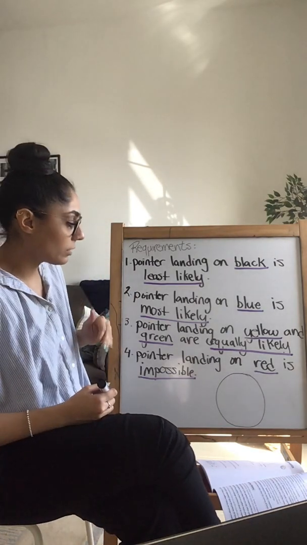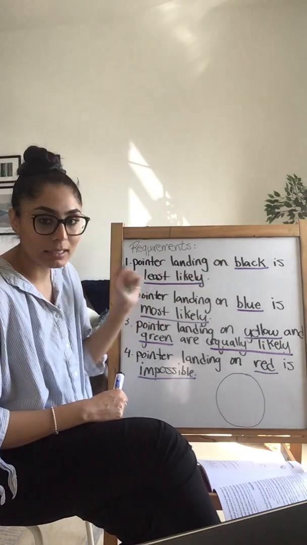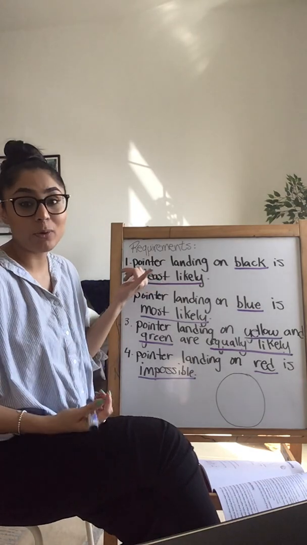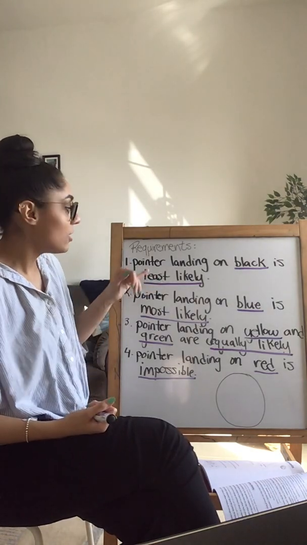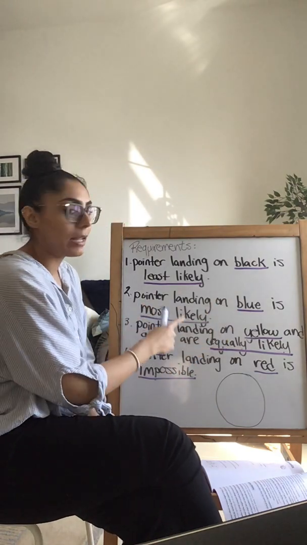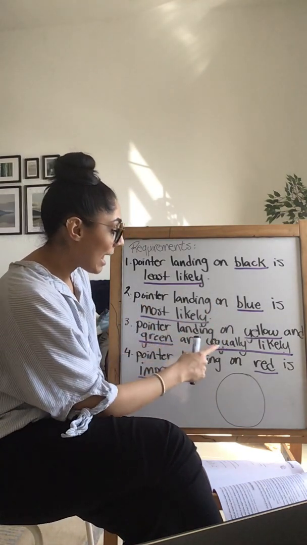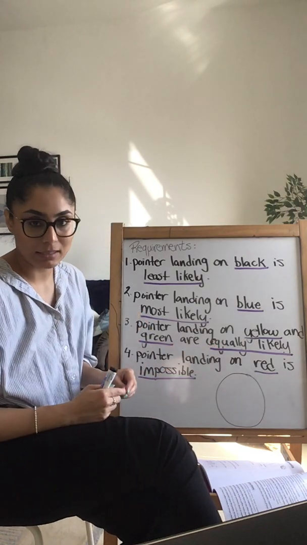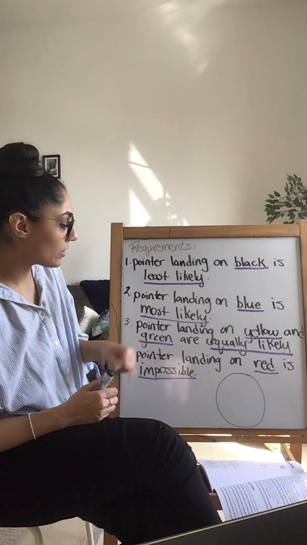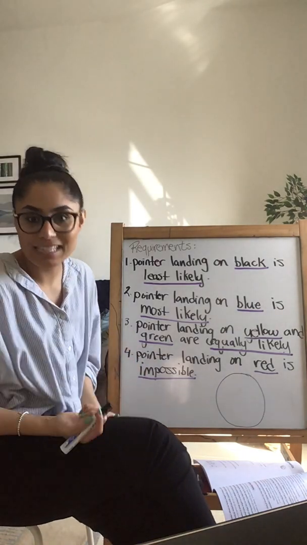Now let's look at them first before we work through this. The pointer landing on black is least likely. That means not that high chances, right? That's why we worked on those terminology first. So black is least likely. Blue is most likely, so the most amount of chances. Landing on green and yellow are equally likely, okay? And the last one, which is where we'll start, it says pointer landing on red is impossible. So let's do number 4 first because it's the easiest.